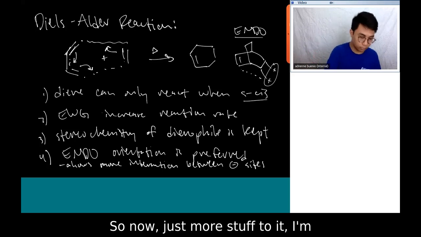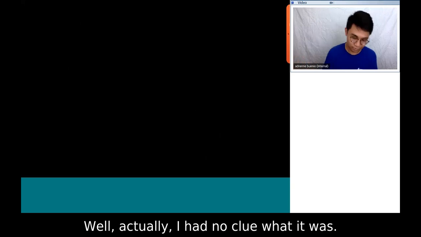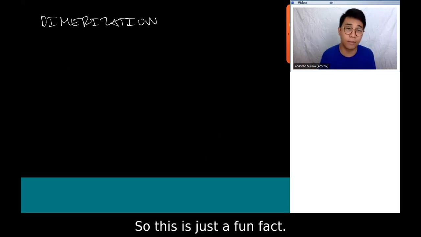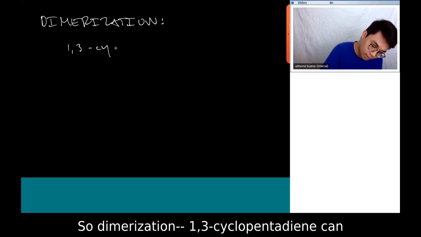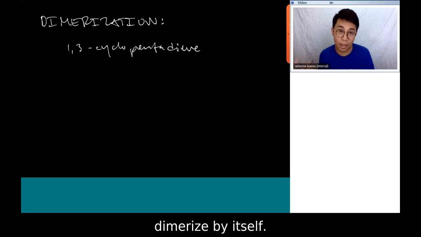So now, just more stuff to it. I'm just gonna mention this because this was on my MCAT, and it's like, what? I totally forgot about it. Well, actually, I had no clue what it was. But so, dimerization. So this is just a fun fact. So dimerization: 1,3-cyclopentadiene can dimerize on itself.